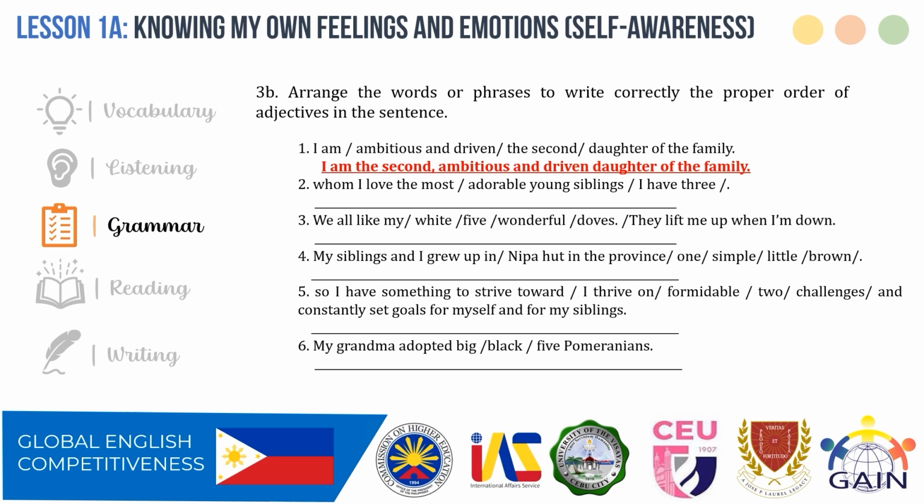Now let's put your knowledge to the test. Arrange the words or phrases to write correctly the proper order of adjectives in the sentence. For example, in number 1, the correct order here is, "I am the second ambitious and driven daughter of the family." Now pause the video and answer items number 2 to 6. And here are the correct answers.